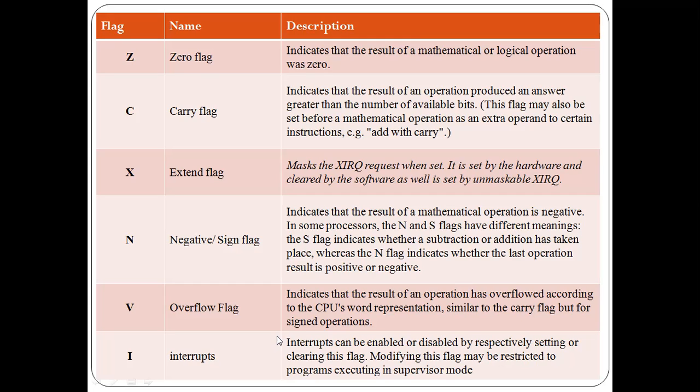V is the overflow flag, which indicates that the result of an operation has overflowed according to the CPU's word representation, similar to the carry flag but for signed operations. Capital I is the interrupt flag. Interrupts can be enabled or disabled by respectively setting or clearing this flag. Modifying this flag may be restricted to programs executing in a supervisor mode.